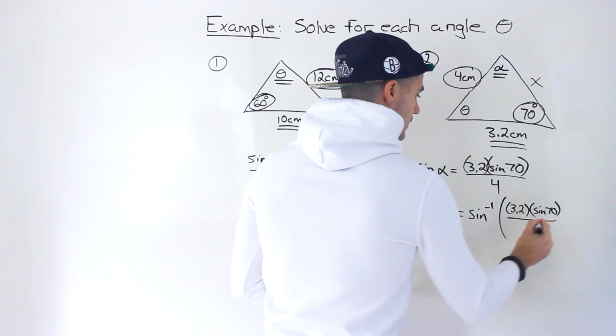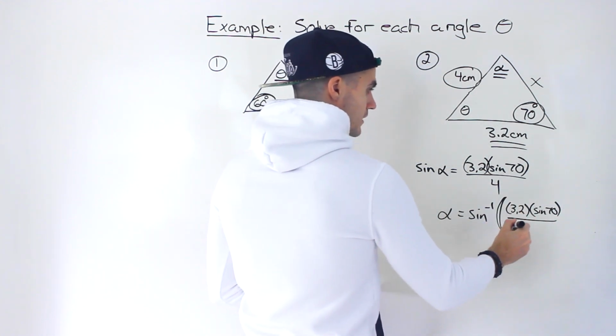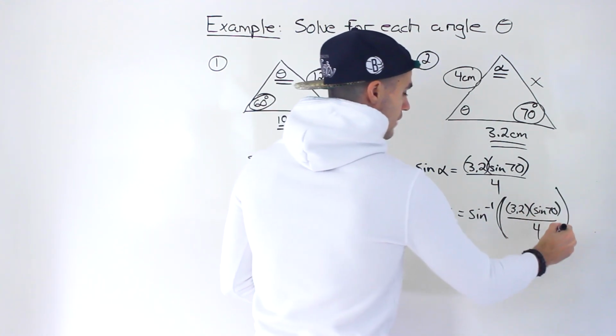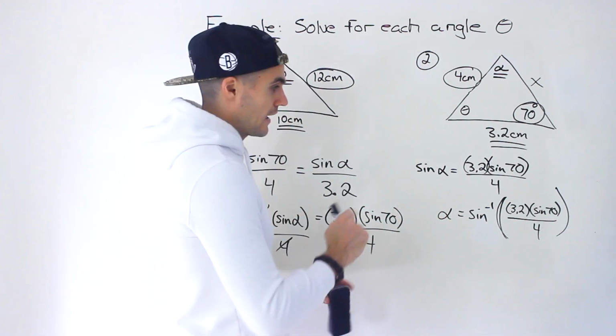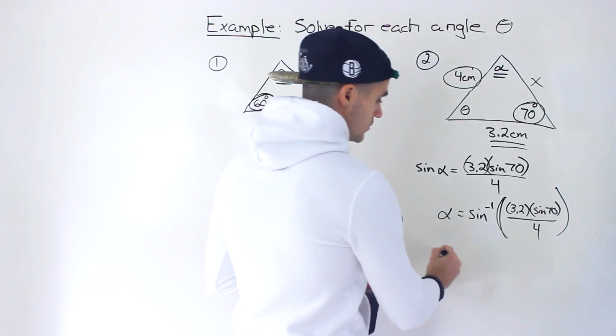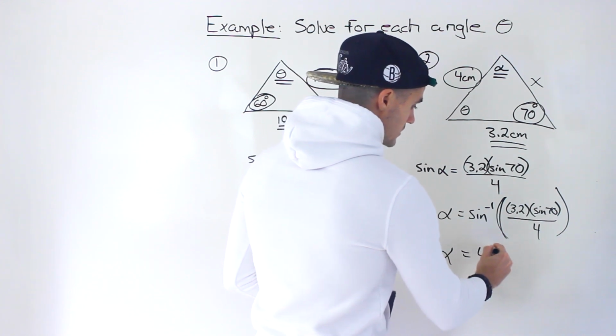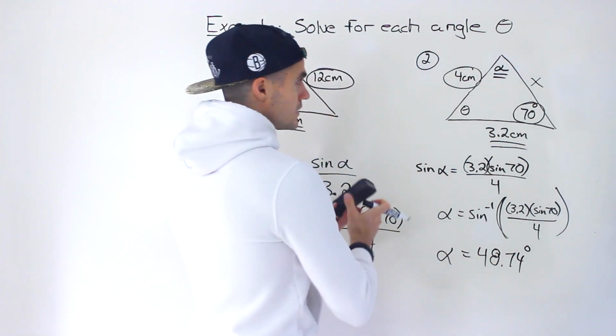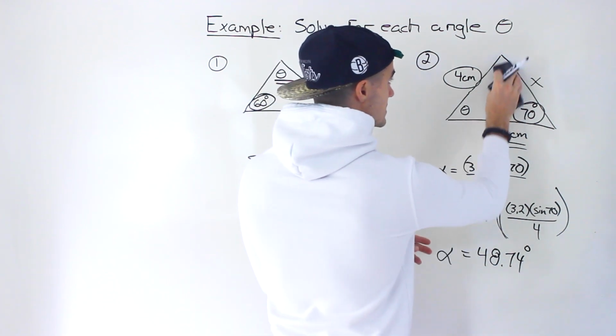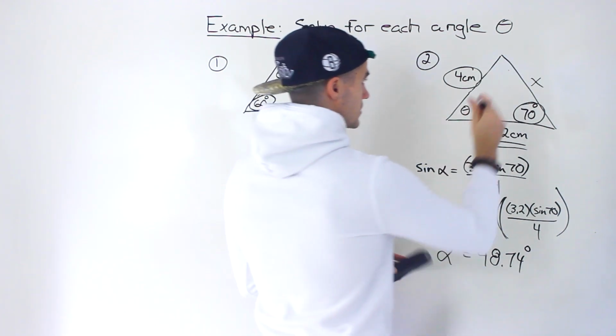Make sure that when you're plugging this in your calculator, you have this big bracket here, that you are putting this entire fraction in that bracket. And when you do that calculation, you'd get alpha equaling 48.74 degrees, like that. So that's this angle right here. So this angle here is going to be this 48.74 degrees.